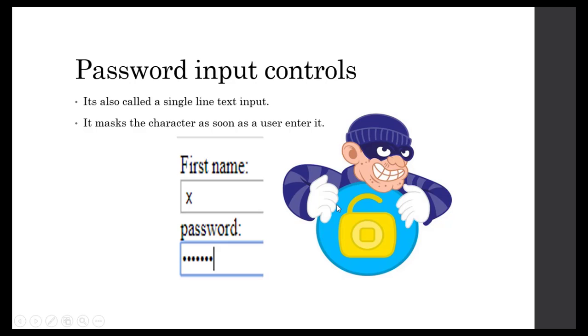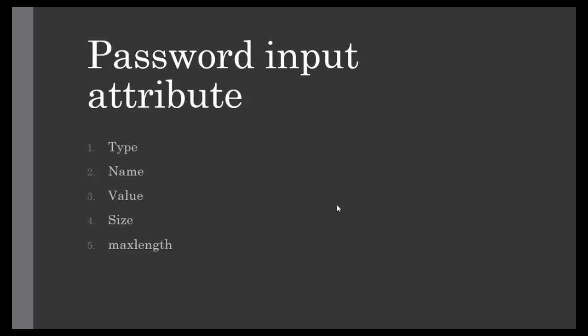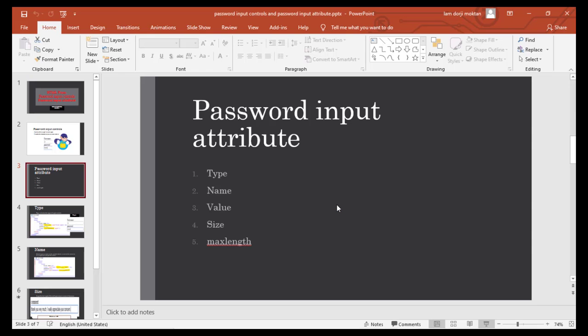Password input controls. A password is something that you want to hide, you don't want to share with anyone, so it has to be secret. So password input control is also called a single line text input. And I'm sure you all know what single line text input is. If you know that, it's going to be very easy for you to understand what password input control is. Second, it masks the character as soon as a user enters it, or it hides the character as soon as the user enters it. Before going to the attributes, I'll show you an example about password input controls.